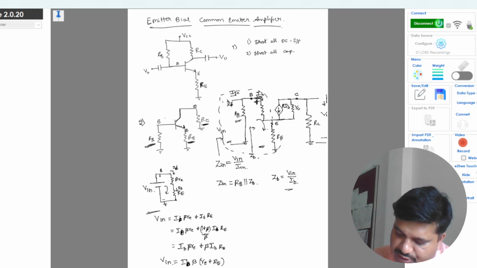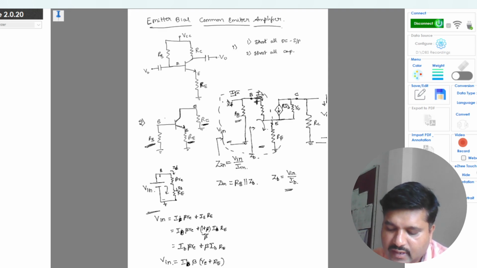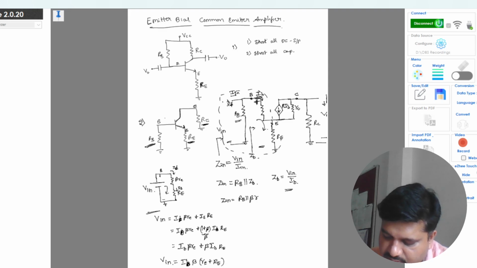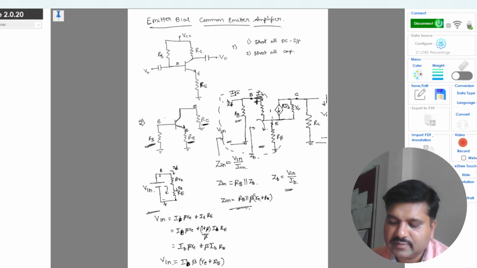Now to substitute it for ZB, which is my V in by Ib, is equal to beta times of Re plus Re. So this is the value of my ZB, which is the impedance between the base and the reference. So my input impedance will be RB parallel with beta times Re plus Re. So this is my input impedance.